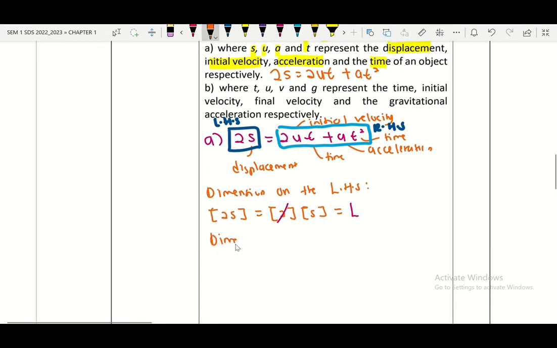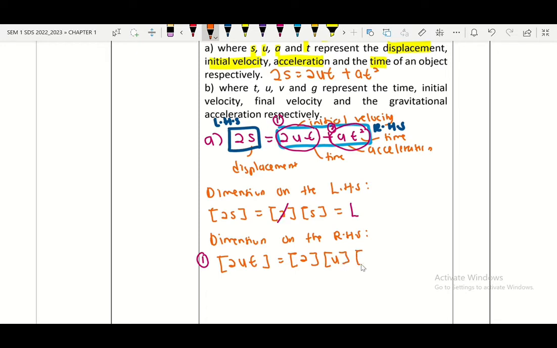Now is the dimension on the right hand side. If you look, the right hand side has two terms, so we must do both. We do the 2UT first and then the AT squared. Okay, the first one we do is 2UT. So we expand 2UT back, it is 2 multiplied by initial velocity and also multiplied by time.